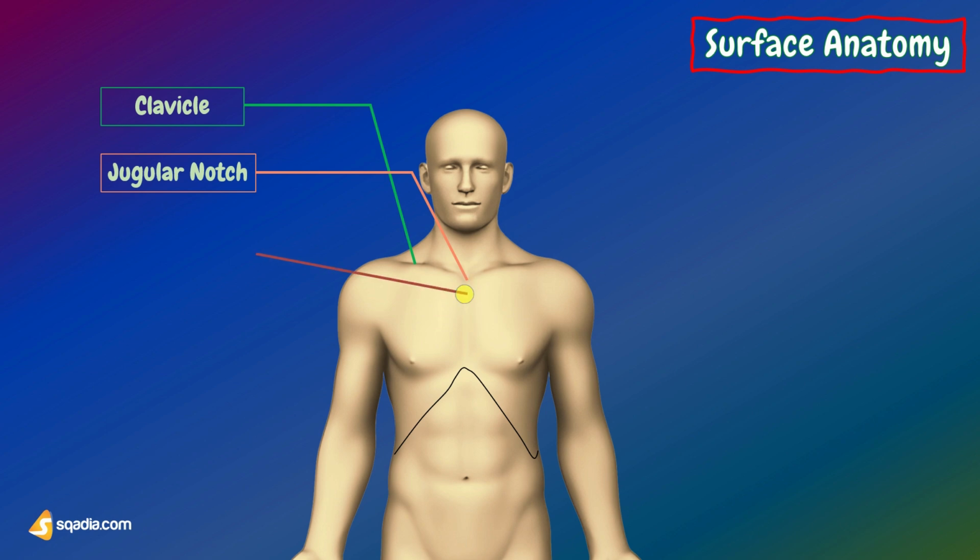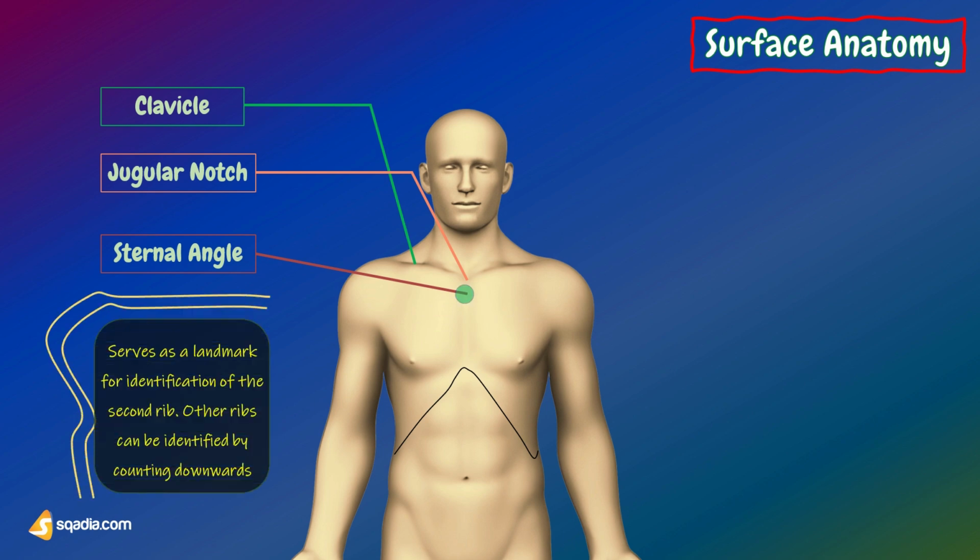If we move downward, we find the sternal angle. It is felt as a transverse ridge about 5 centimeters below the jugular notch. It marks the manubriosternal joint. Laterally, on either side, the second costal cartilage joins the sternum at this level. The sternal angle thus serves as a landmark for the identification of the second rib. Other ribs can be identified by counting downwards from the second rib. This serves as a very important landmark when it comes to chest examinations.